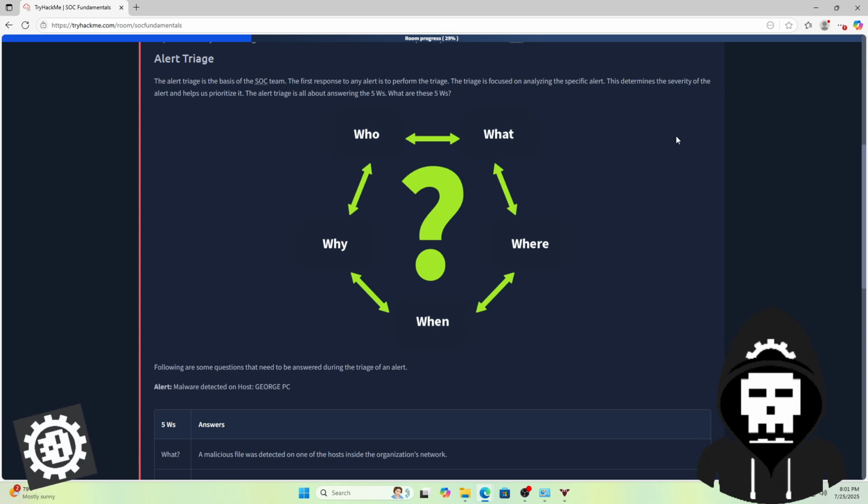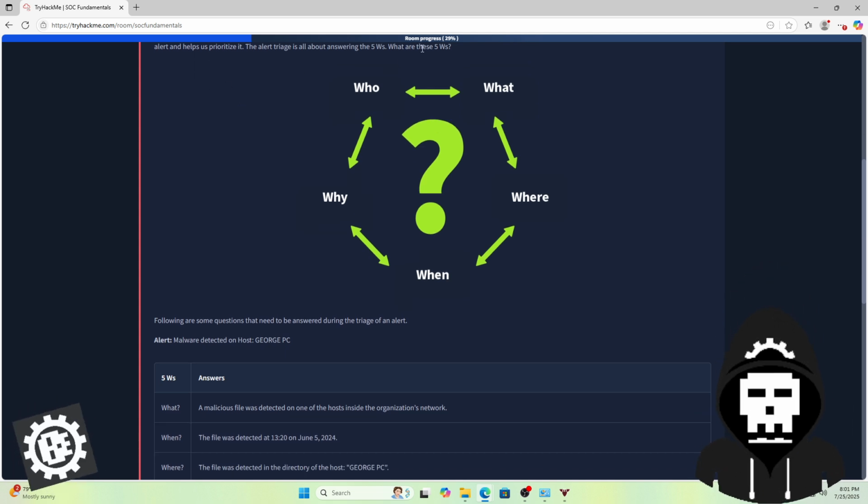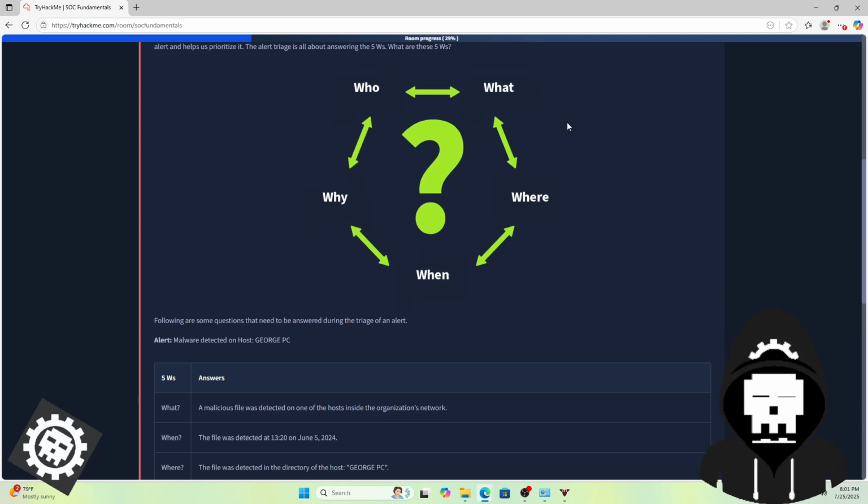So when the triage is focused on the specific alert, this determines the severity of the alert and helps us prioritize it. This is all about answering the 5 W's, and what are these W's? If you did not learn the 5 W's in grade school, I feel sorry for you. I feel like everybody should know these.